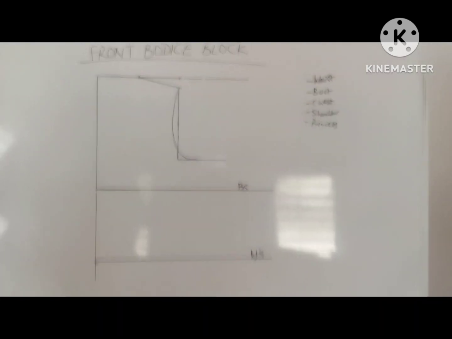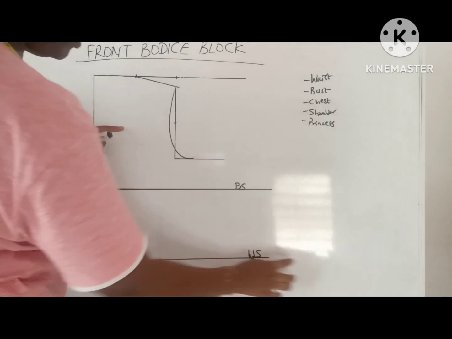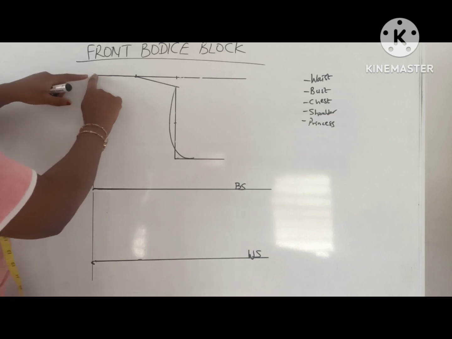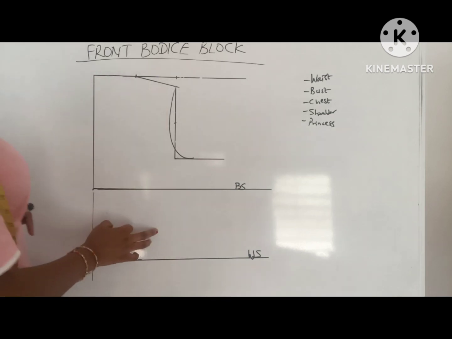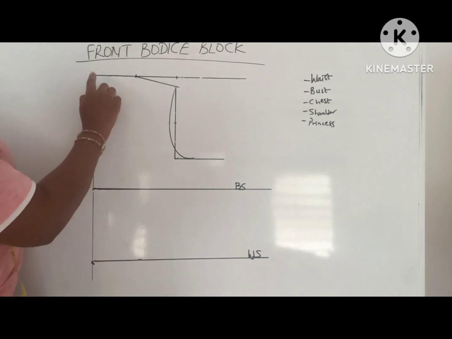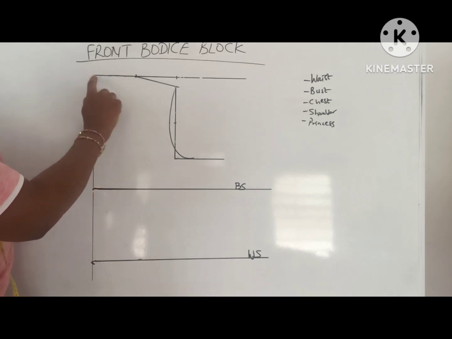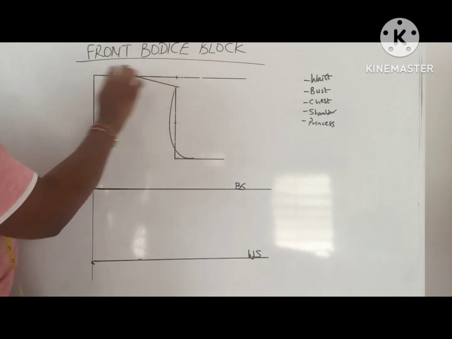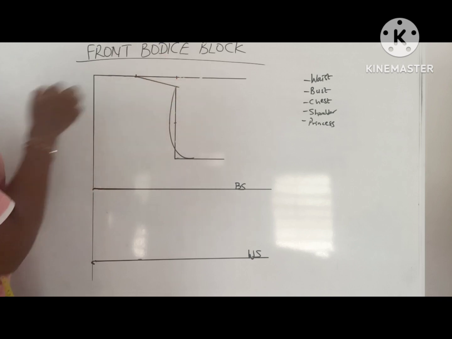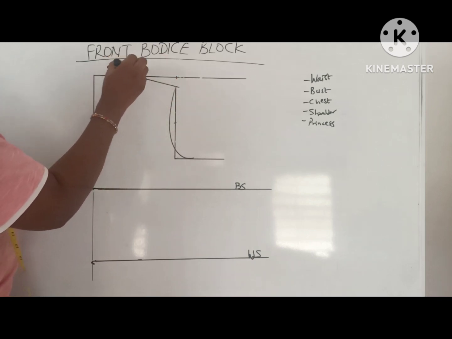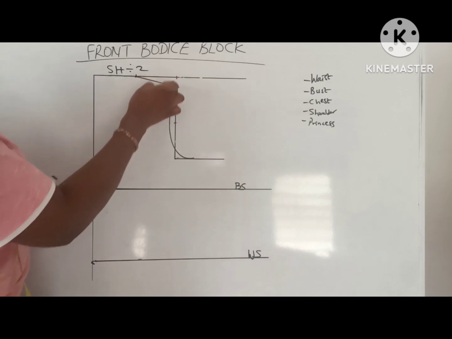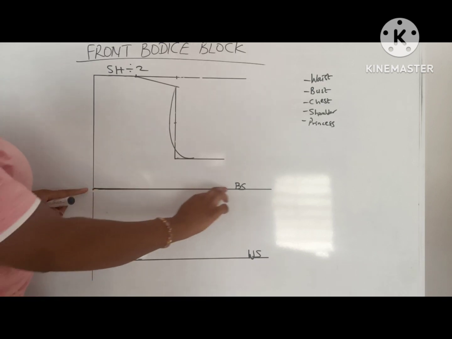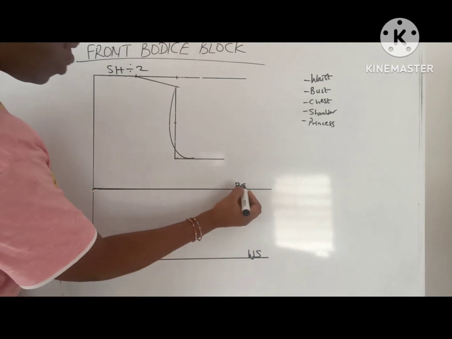Here we have the basic block of a half front bodice pattern. So this is a half block of a front bodice pattern. We have the shoulder, the neckline, then we have the shoulder measurement here. You can see from here to here is a shoulder divided by 2. And then we already have our armhole length. Then this is the bust line and this is the waist line.